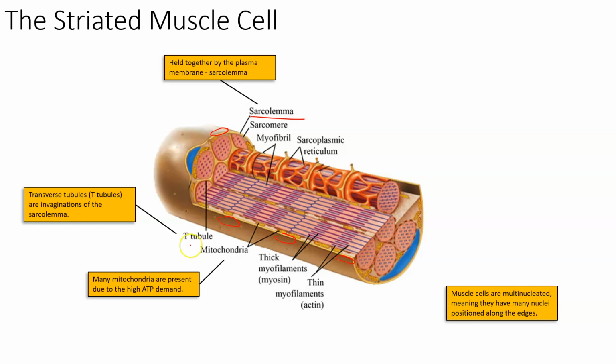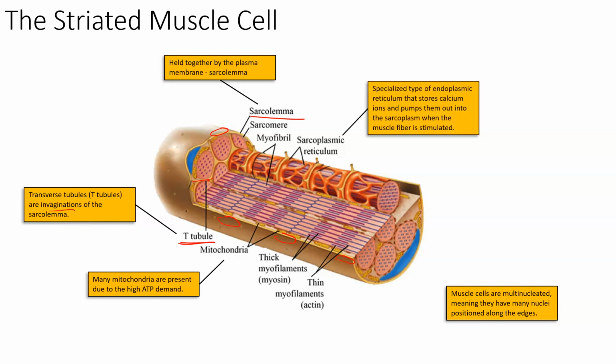There are what are called T-tubules or transverse tubules. Those T-tubules are little invaginations or little projections that protrude from the sarcolemma, which is the cell membrane, into the interior of the cell. And so it's these invaginations that make up the T-tubules. It's a way to get materials in and out of the cell more efficiently.